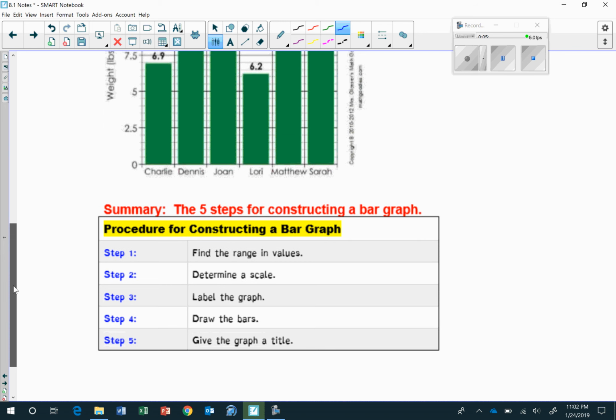Just to review the procedures for constructing a bar graph, the first step is to find the range of values. The second one is to determine the scale. A scale is what you're going to put over on the y-axis. Step 3 is label the graph. So that's what you're going to name the y-axis and the x-axis. Then actually draw your bars. Your bars should have the same width, just different heights. And then give the graph a title.